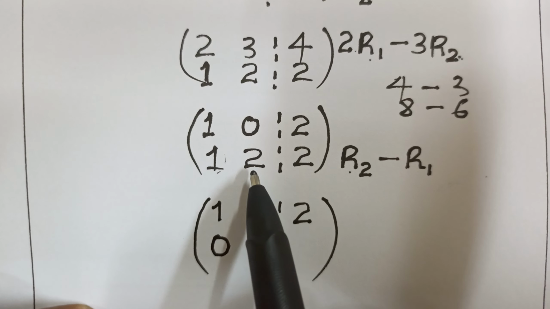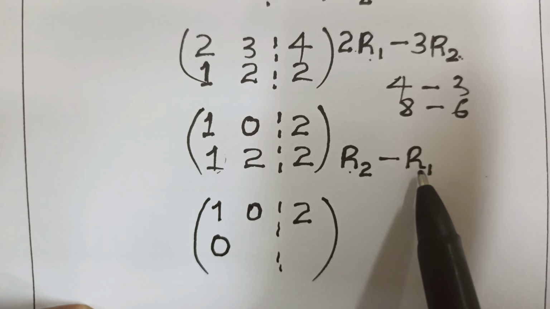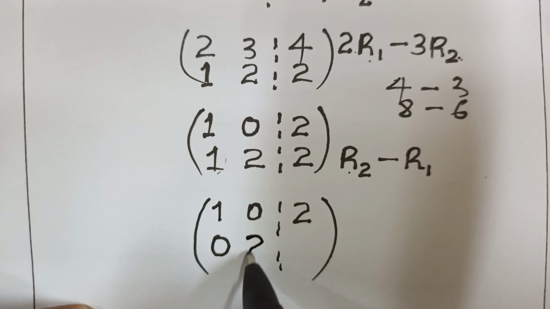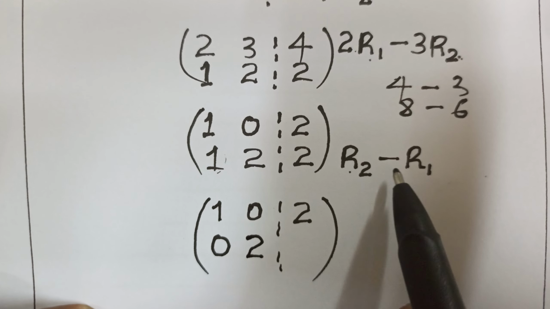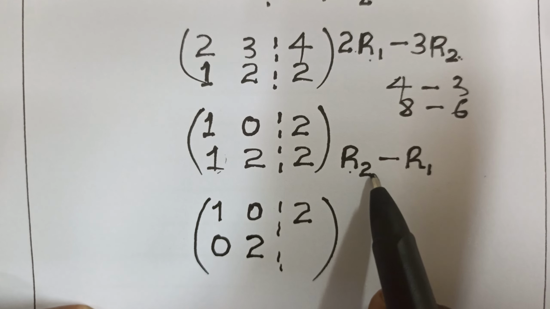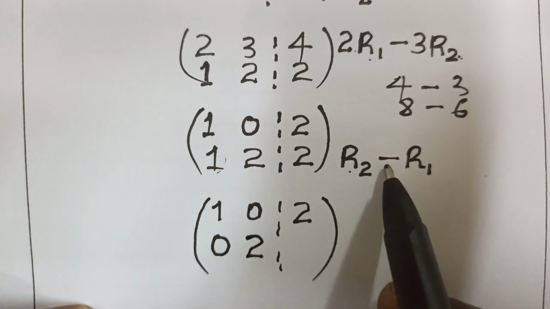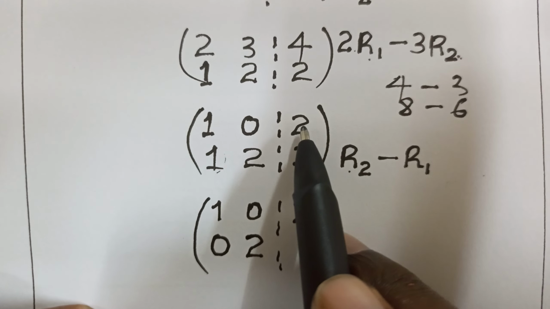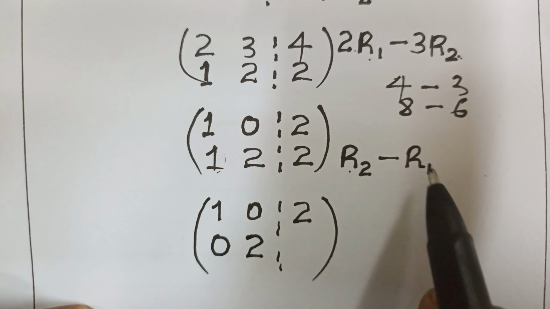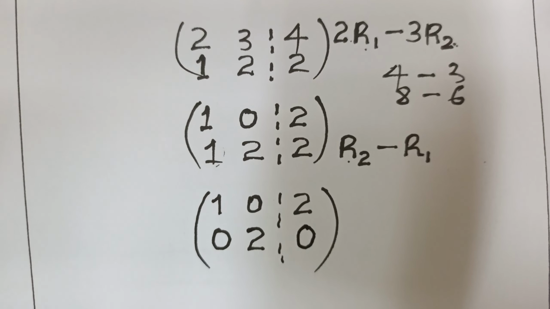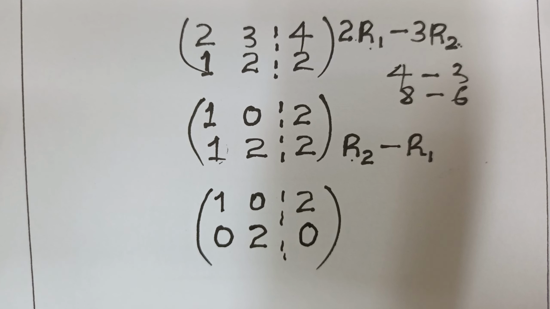R2, which is 2, minus R1, which is 0. Guys, this now comes to 2, because that is 2 minus 0. At this position, we have R2, which is 2, minus R1. R1 is this. So that will be 2 minus 2. This comes to 0. So guys, this is our matrix.